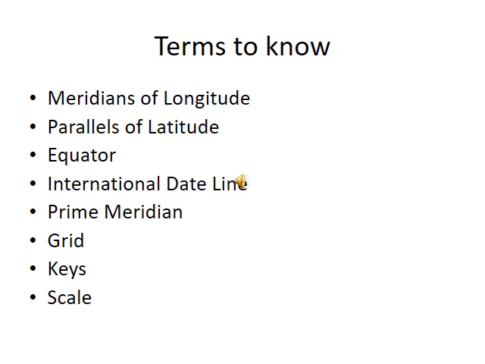Here are a few terms that you need to know for this lesson. These will help you understand and read maps better. The first one is meridians of longitude. Second, parallel of latitudes. Third, equator. Fourth, international dateline. Fifth, prime meridian. Sixth, grids. Seventh, keys. Eighth, scale.